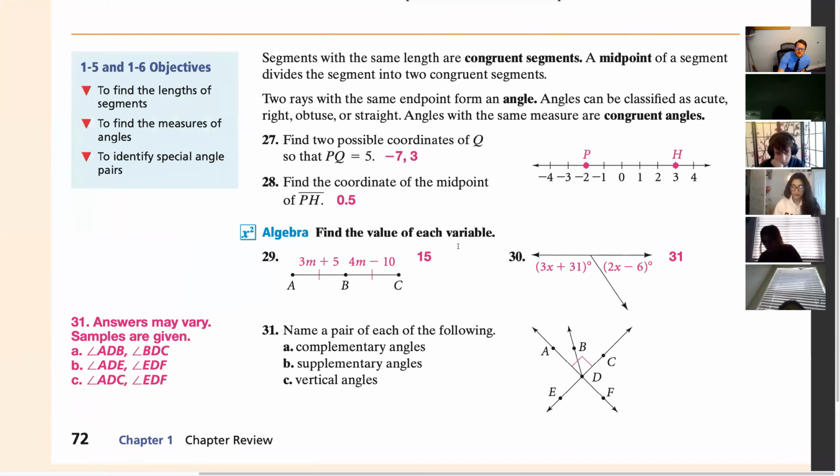Find the value of each variable. All right, so number 29. Let's see, we have 3m plus 5 and 4m minus 10. All right, little bit of a tricky question in the sense that, 1 second, let me just finish drawing this up for you.